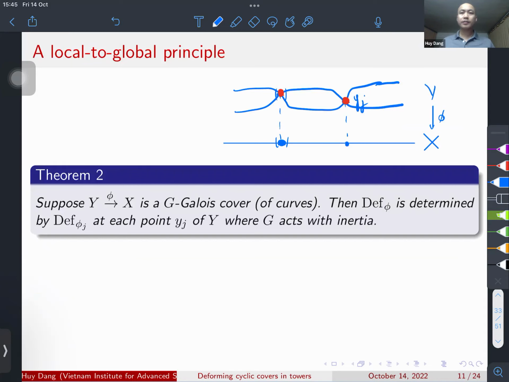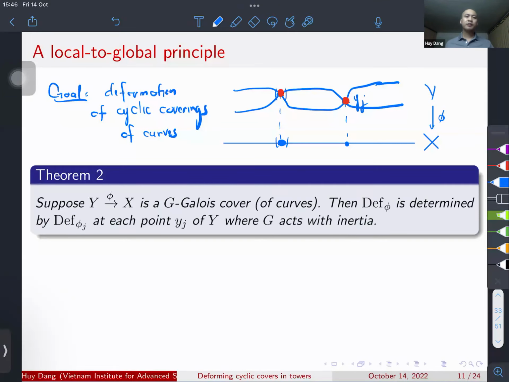Okay, yeah. So it means that our goal from now on is to understand the deformation of cyclic covers in characteristic P. Of curves, right? Everything is a cover of curves. Now, over curves it is quite complicated because, as you can see, covers of curves can ramify at many points and have kind of singularities at many points.